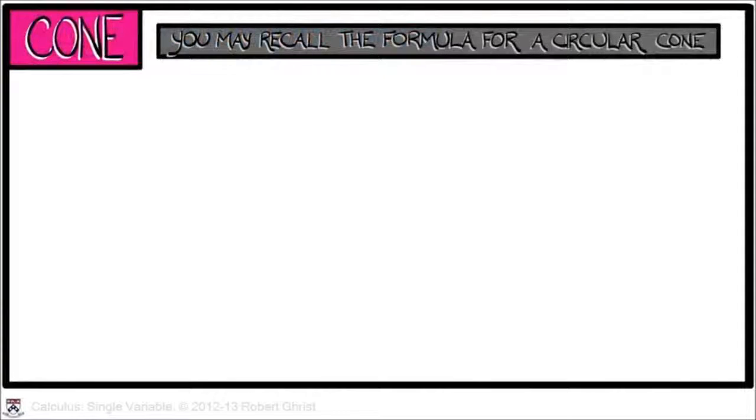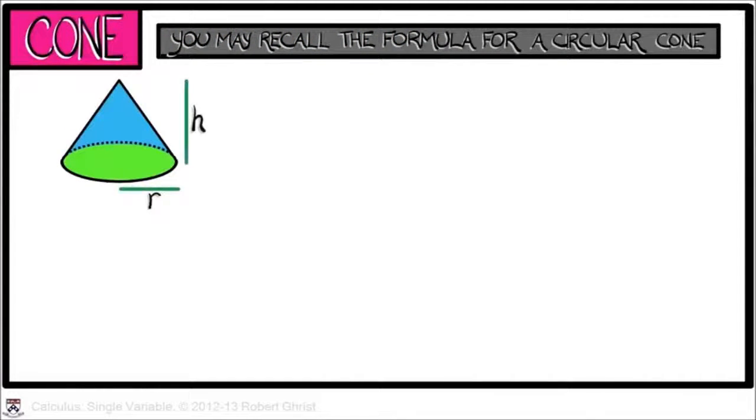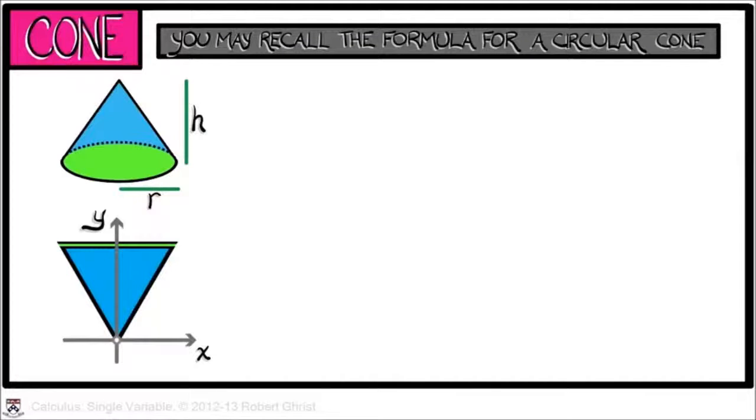Let's switch to a different example and consider cones. You may recall the formula for the volume of a cone with a circular base of radius r and height h. Let's turn our cone upside down, putting the point at the origin of the xy plane in profile, and then consider slicing along disks that are parallel to the x-axis.